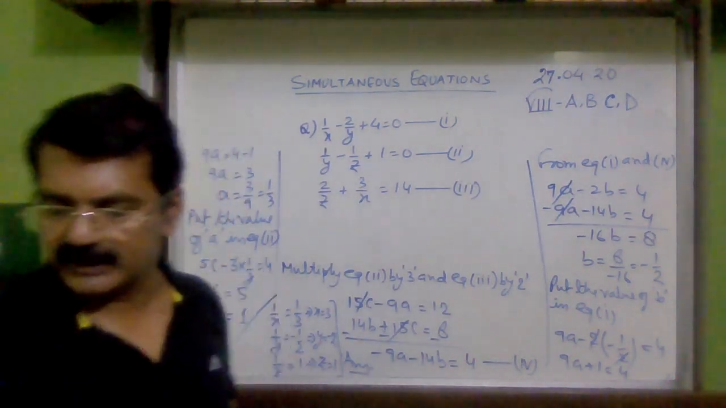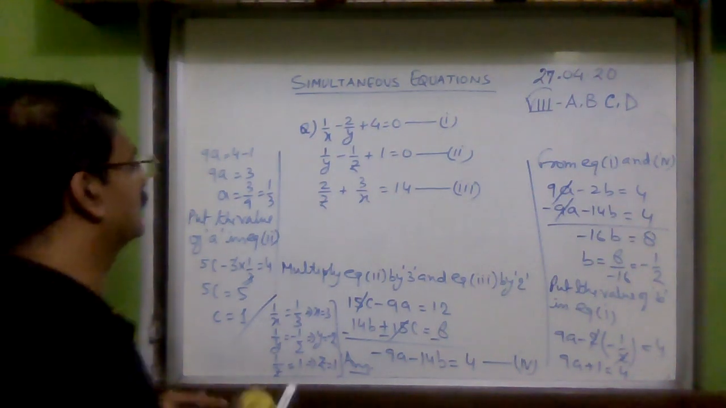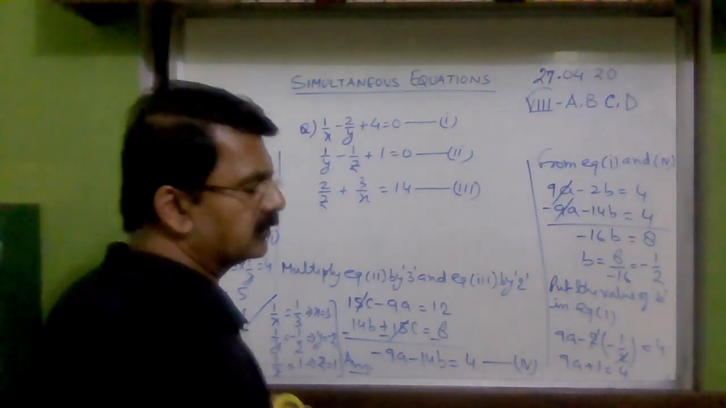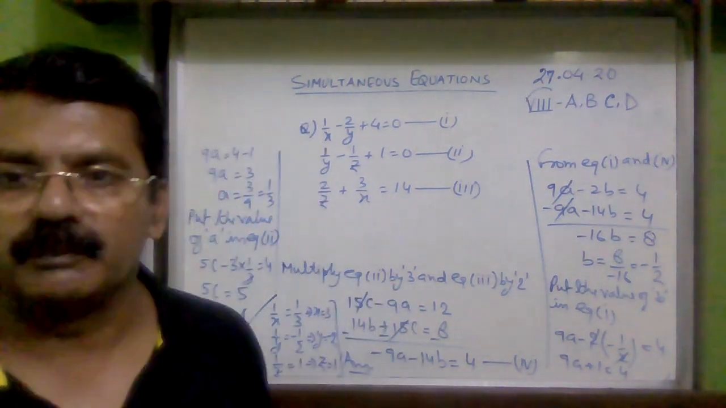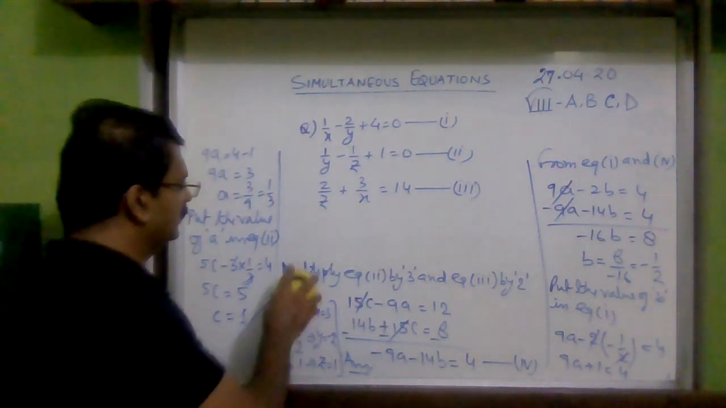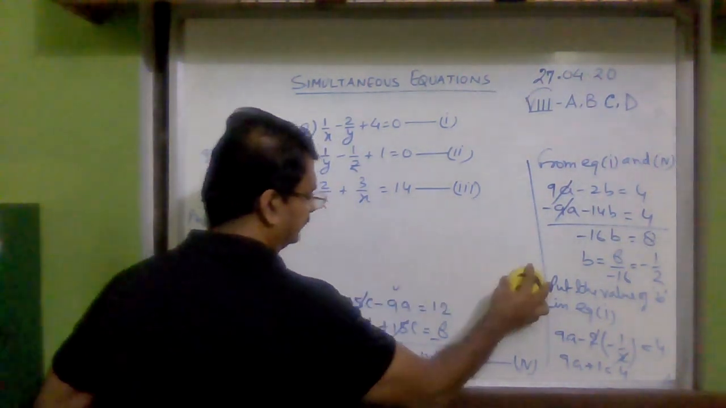Okay. So as we did in the previous questions, first of all, you assume 1 upon x is equal to a, 1 upon y is equal to b, and 1 upon z is equal to c.